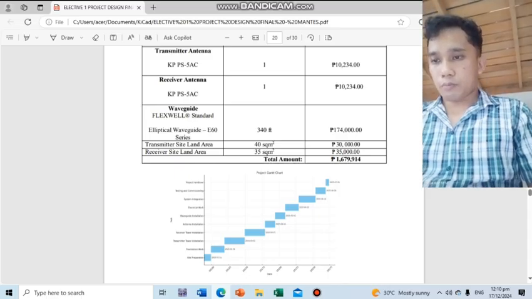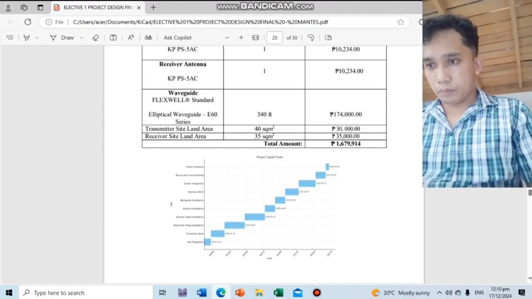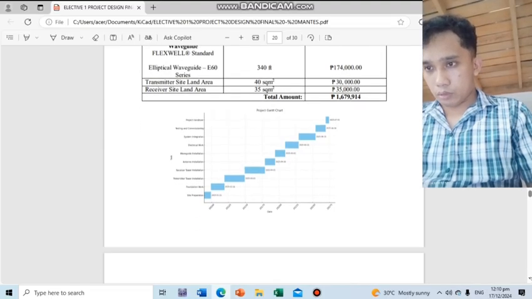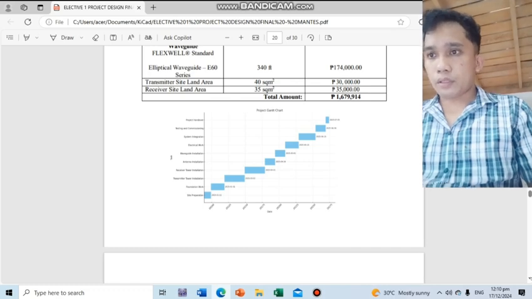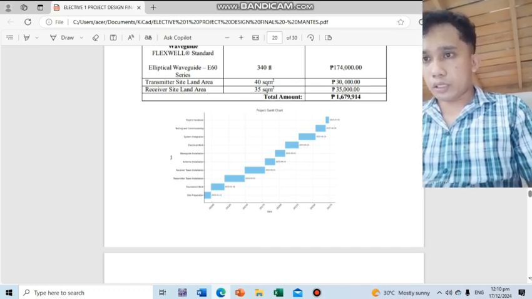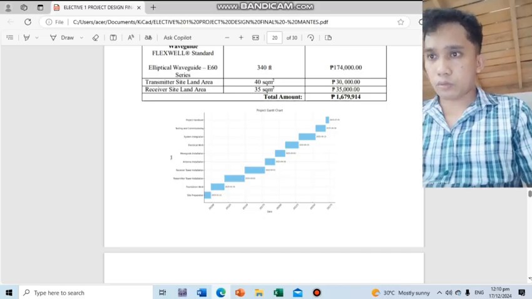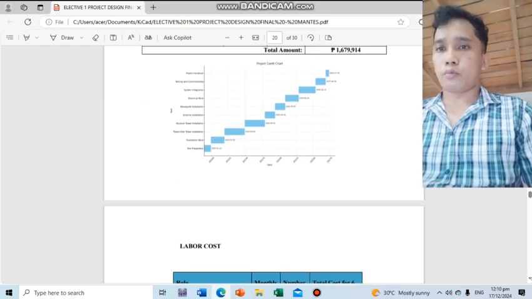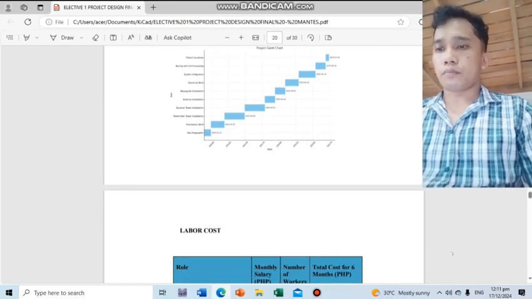In the project Gantt chart, it shows the project will take up to 6 months. First is site preparation, next foundation work and transmitter tower installation. Next month is tower installation, receiver and transmitter antenna, and the electrical work and system integration, and the project handover in the last month.